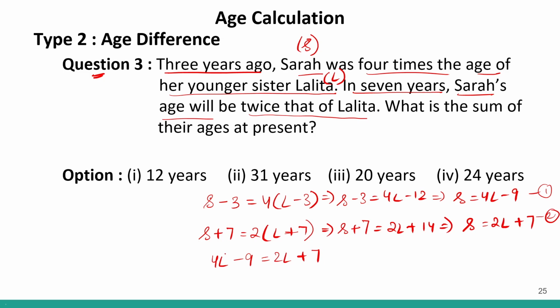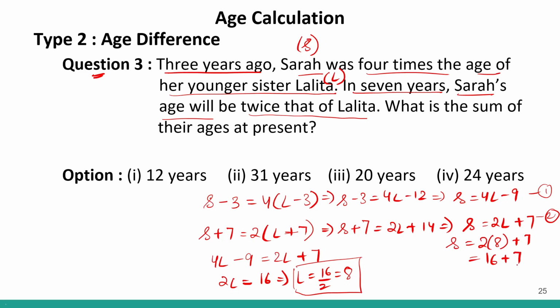So if I take 2L this side, it will be 4L minus 2L. So here I'll get 2L, and if I take 9 this side, it will be positive. So it will be 9 plus 7, which is 16. So solving this, the value of L will be 16 by 2, which is 8. Okay. And based on this information, I can find the value of S. So S will be 2 into 8 plus 7. So this will be 16 plus 7. And this will be how much? This will be equal to 23. Correct? S will be 23.